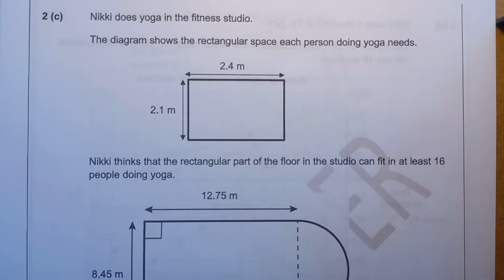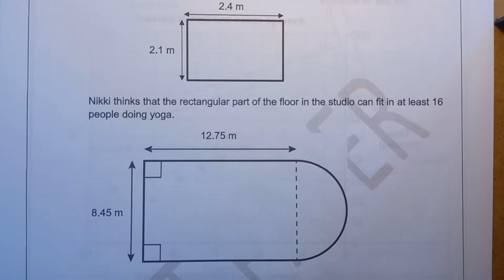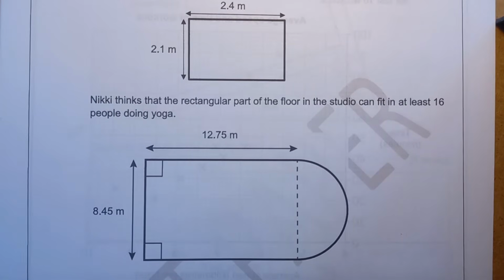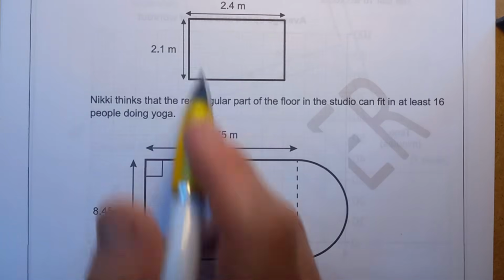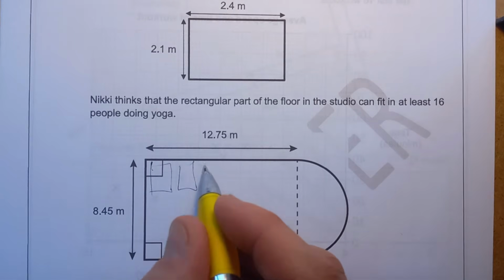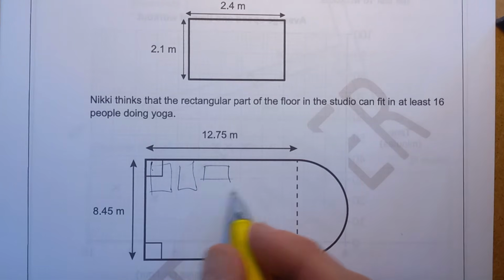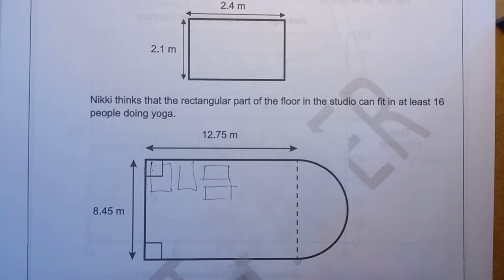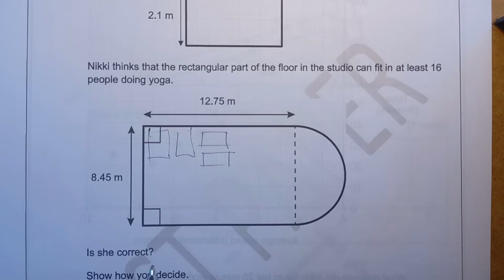2C. Nikki does yoga in the fitness studio. The diagram shows the rectangular space each person doing yoga needs. So 2.4 meters by 2.1 meters. Nikki thinks that the rectangular part of the floor in the studio can fit in at least 16 people doing yoga. So we're going to fit lots of these yoga mats, like this. We might want to put them different ways, it doesn't matter, but they're all going to fit in here, something like that. Okay, and the question just says, is she correct?